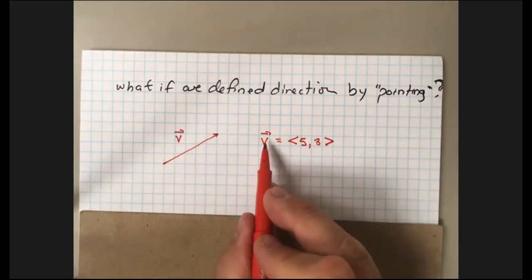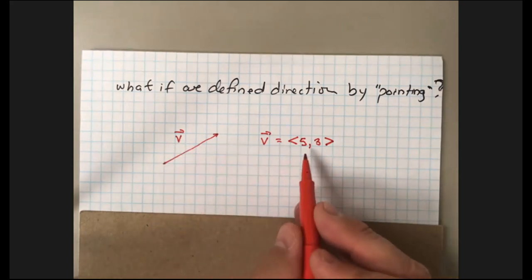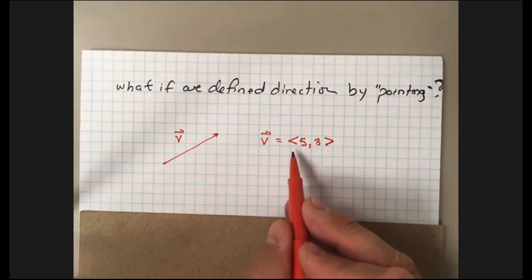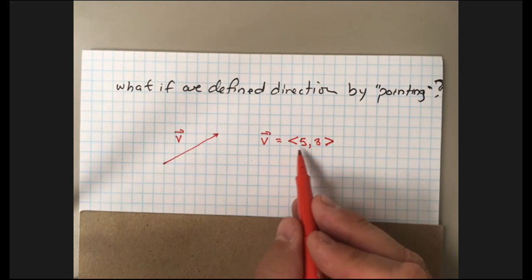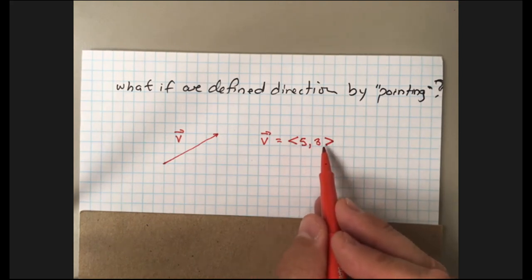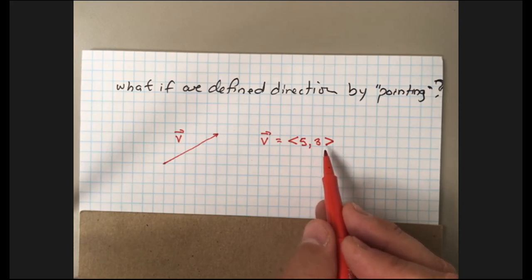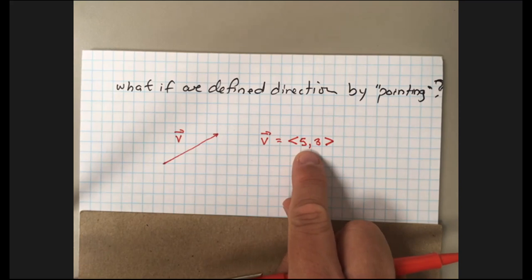Notice my conventions when naming vectors: arrow hat on every vector I name, of course, and to distinguish vectors from points in the plane, like the point called (5, 3), I will put a pointy bracket on the vector. This is not uncommon, and the book uses this convention. This pointy bracket says I'm referring to a vector. I'm not referring to a point.